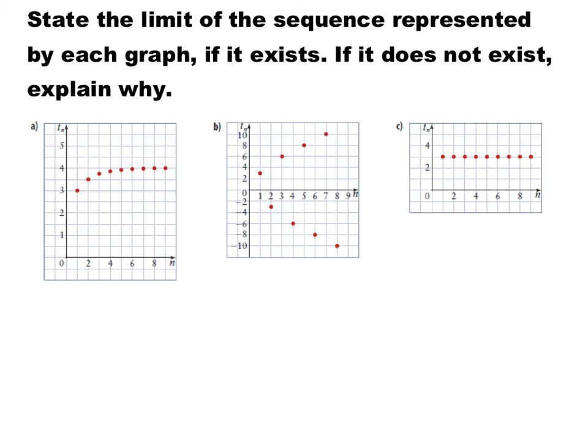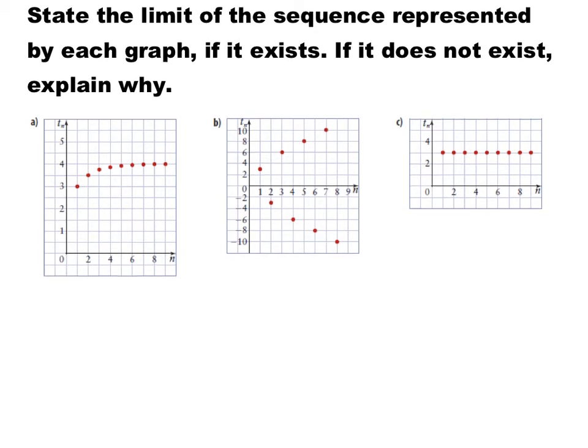The next question says, state the limit of the sequence represented by each graph if it exists. If it doesn't exist, we have to explain why. In the first graph, A, you can see that the limit is going to be here, which is 4. This is the limit for the first one.